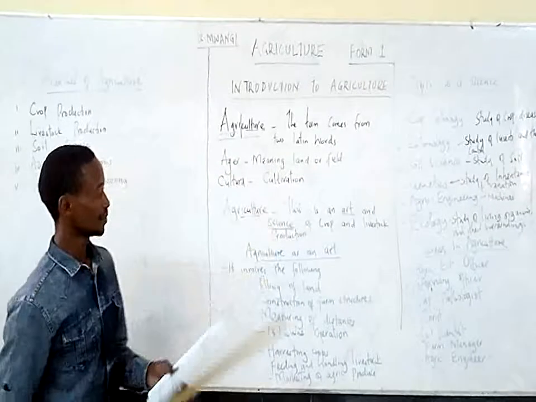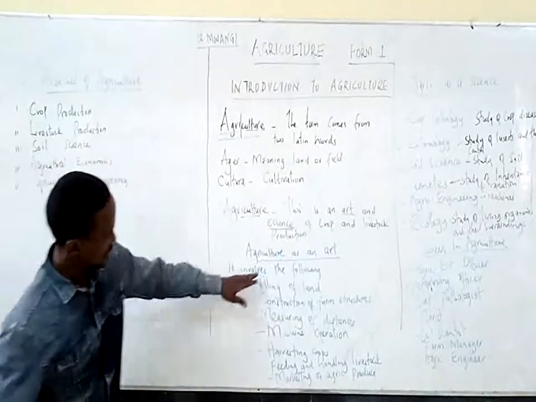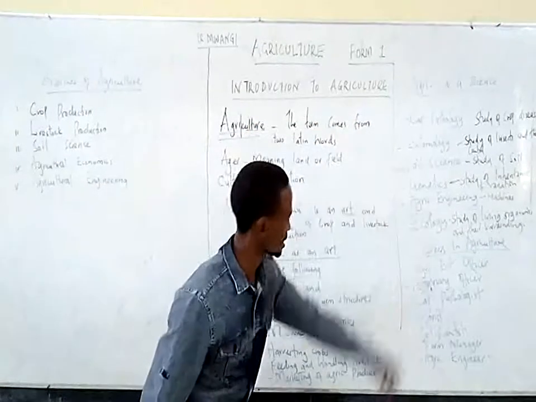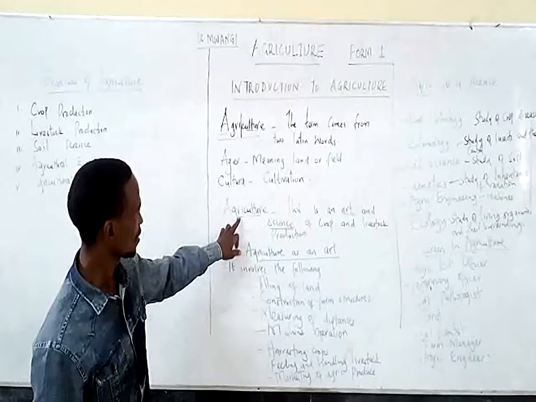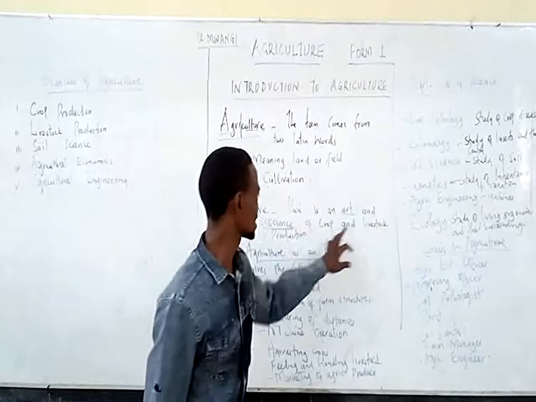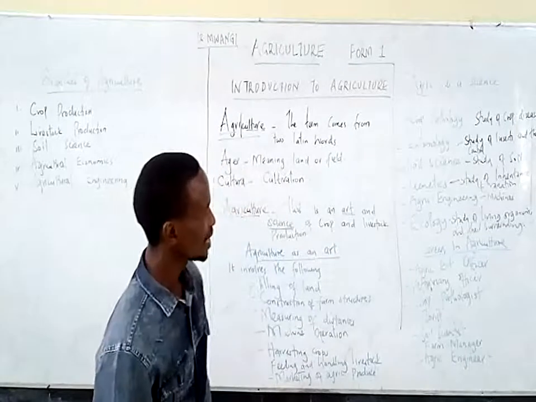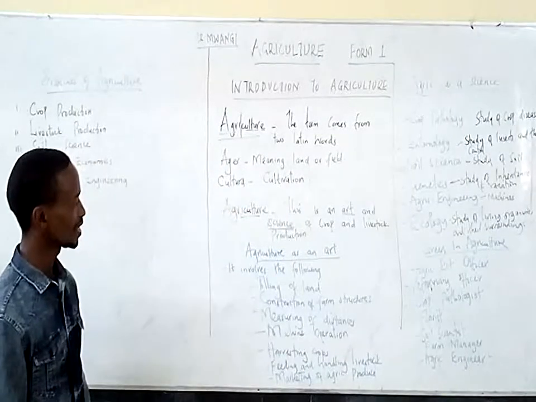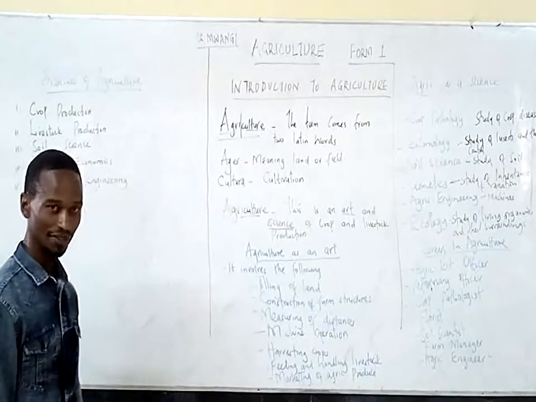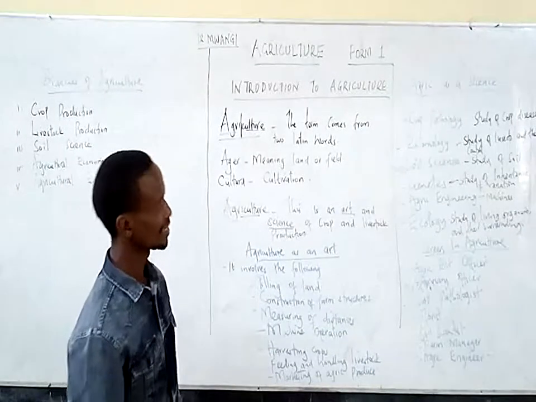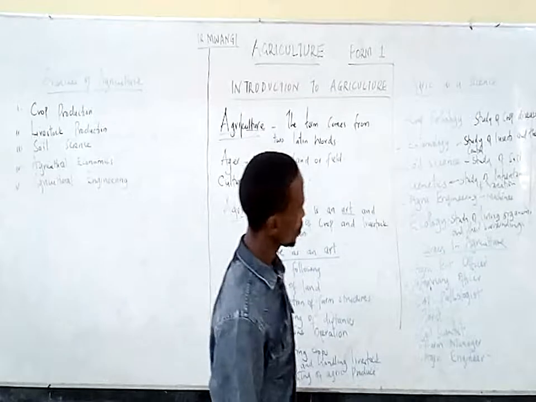Then from there, we are done. We have already looked at agriculture as an art, and also as a science, because we defined agriculture as an art and science of crop and livestock production. So up there, dear learner, I hope now you understand why agriculture is referred to as an art and also why it is referred to as a science. So we are going to look further.